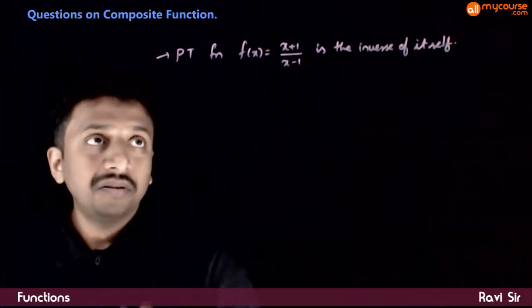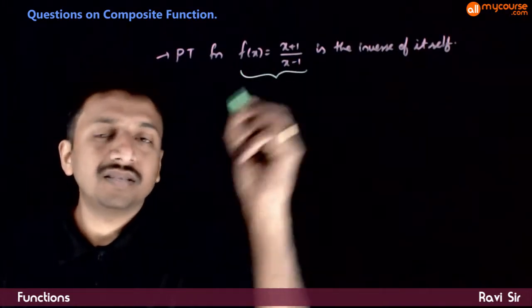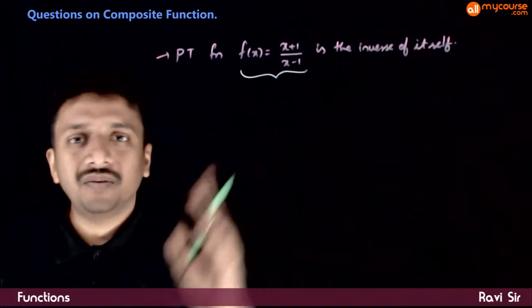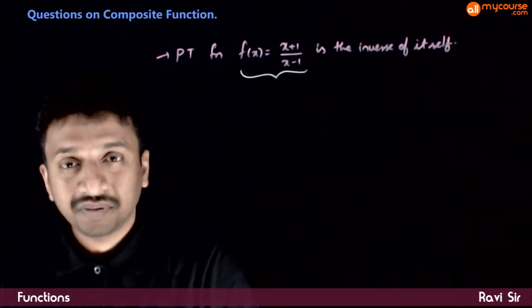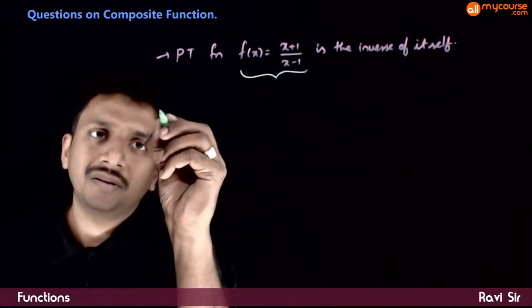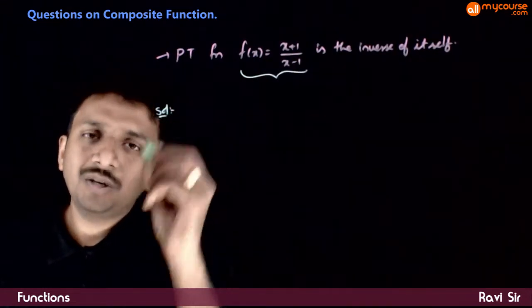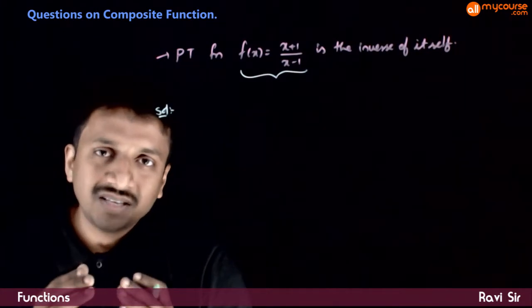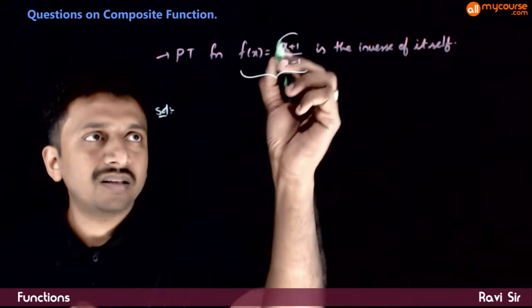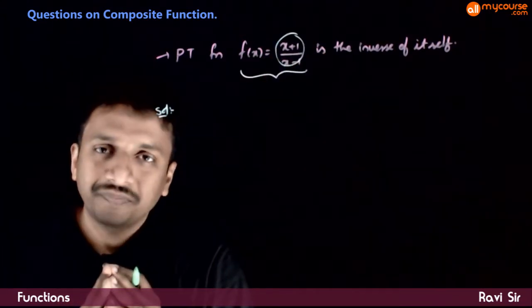In this question, we are asked to prove that f of x is equal to (x plus 1) by (x minus 1) is the inverse of itself. That is, the inverse of f is f. That's what you need to prove. This can be done in two ways. First is to find the function f inverse and see whether you get the same function.